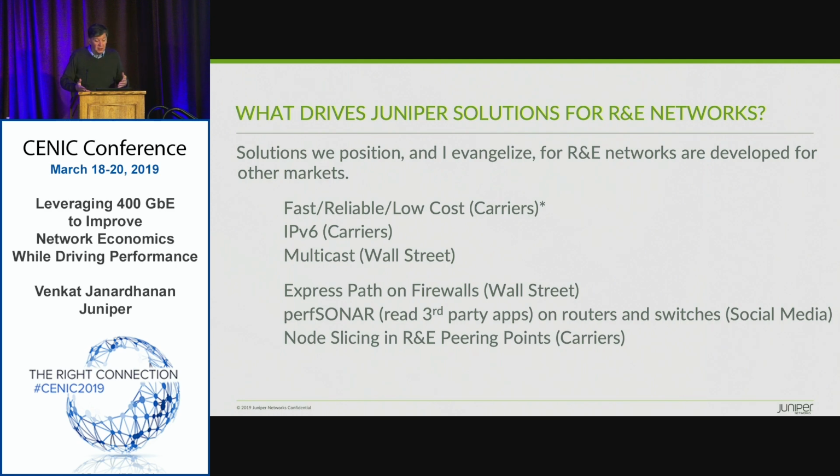Some of the newer stuff that I've been evangelizing lately are Express Path on firewalls, and that's basically the ability to take elephant flows through firewalls at line speed, through the firewall, not around it. That was developed for Wall Street. Perf Sonar, which you can also call the third-party app, being able to run that on routers and switches, was done for social media. Facebook wanted to run an app on our router, so we developed that capability.